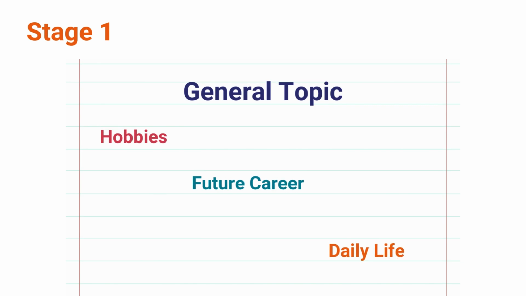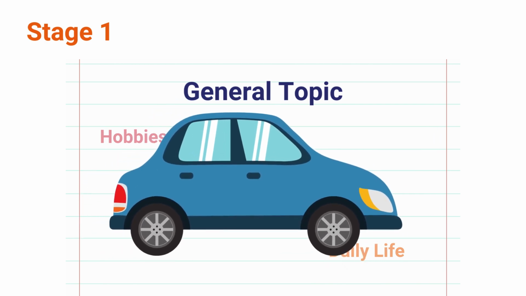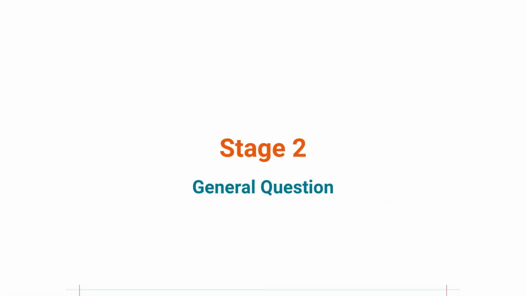Think of hobbies, future careers, or something from your daily life that makes you want to ask questions or make change in your community. For this example, we are passionate about cars, and in the next step, we will focus our interest into a more specific topic. Now, we will write a general question about our topic.